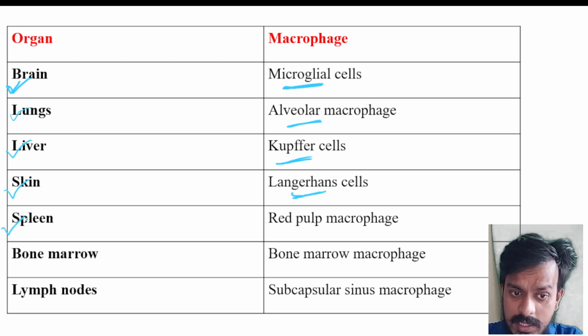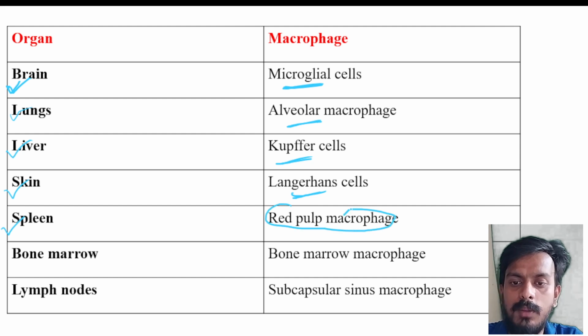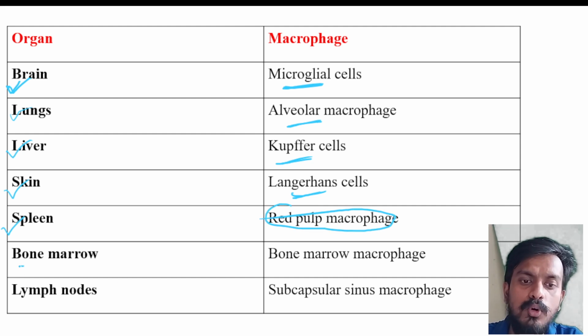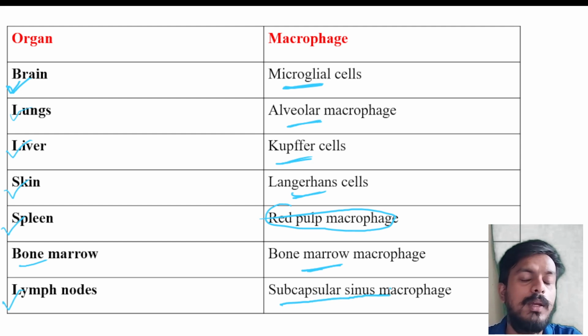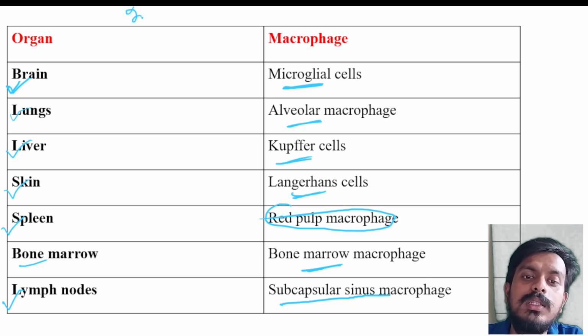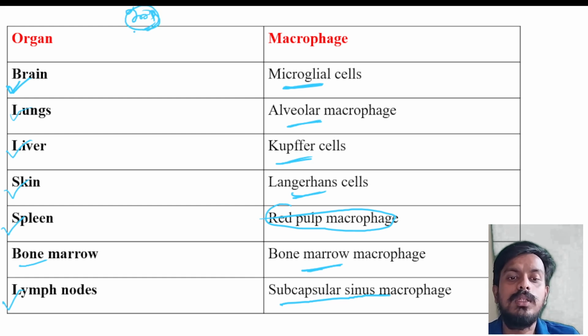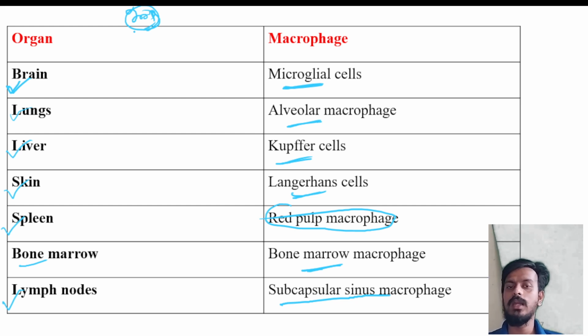In the spleen, the macrophage is the red pulp macrophage. In bone marrow, the macrophage is the bone marrow macrophage. In the lymph node, the macrophage is the subcapsular sinus macrophage. You have to remember the different types of macrophages present in different parts of the body. This is very, very important from the exam point of view. A question can be asked directly, like: which of the following acts as a macrophage in the case of liver? Questions like that can be asked.